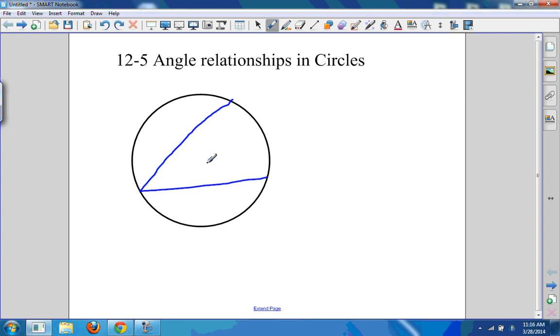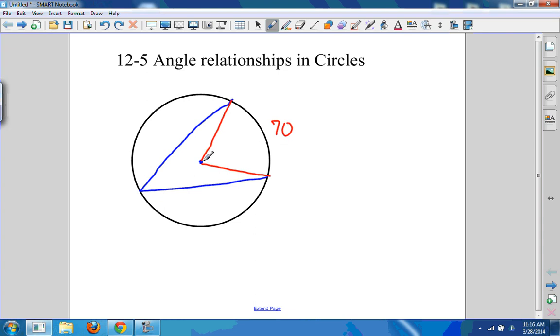And we learned that there is a relationship between an inscribed angle and a central angle. So a central angle goes from the center of the circle, whereas an inscribed angle goes from the outside of the circle. So both of them have the exact same length arc. Let's make something up here. Let's say that this is equal to 70.